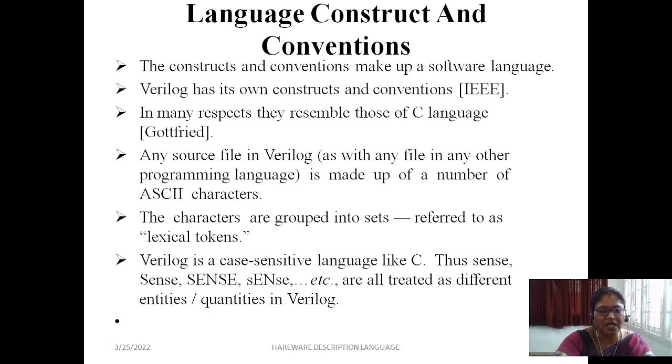So up to here we have discussed the introduction of Verilog, students, and in the next class we will discuss the remaining things.